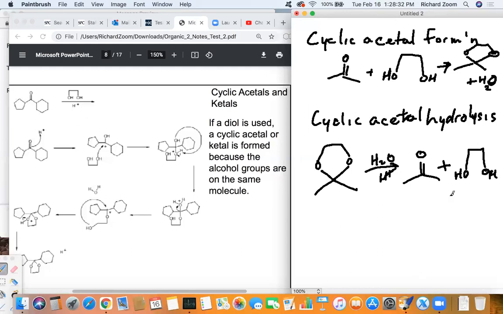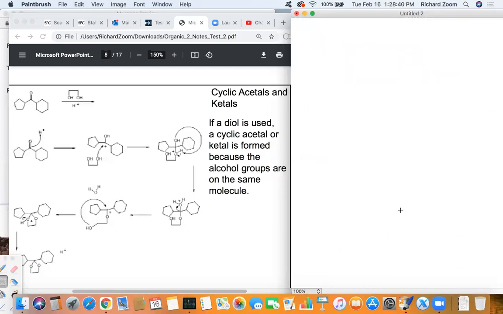I'm not going to use this example here. It's a bit more complicated than I want to do. So we'll look at cyclic acetal formation first. And the first one here would be, let's see, just an example. Now remember, whenever you're asked to do a mechanism, I always give you the reactant and the product.